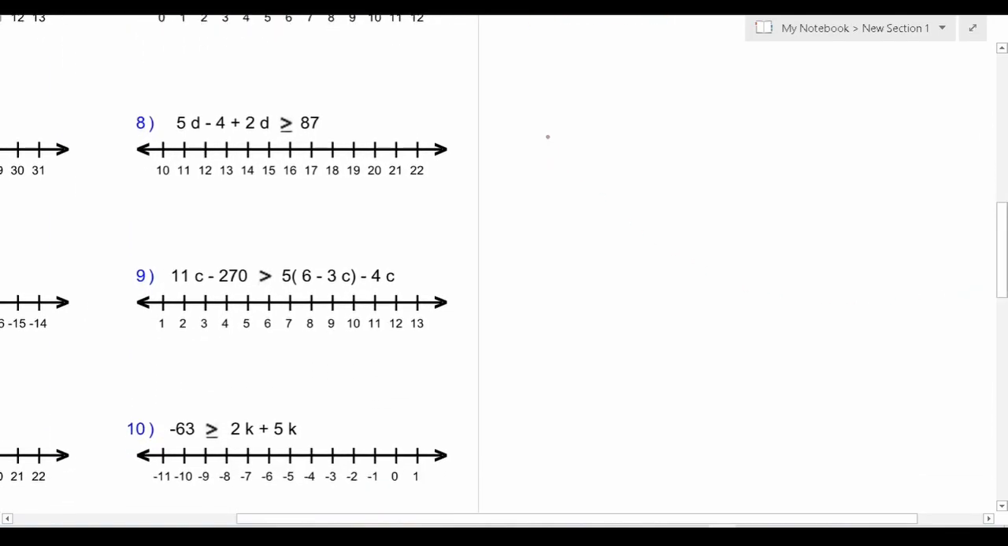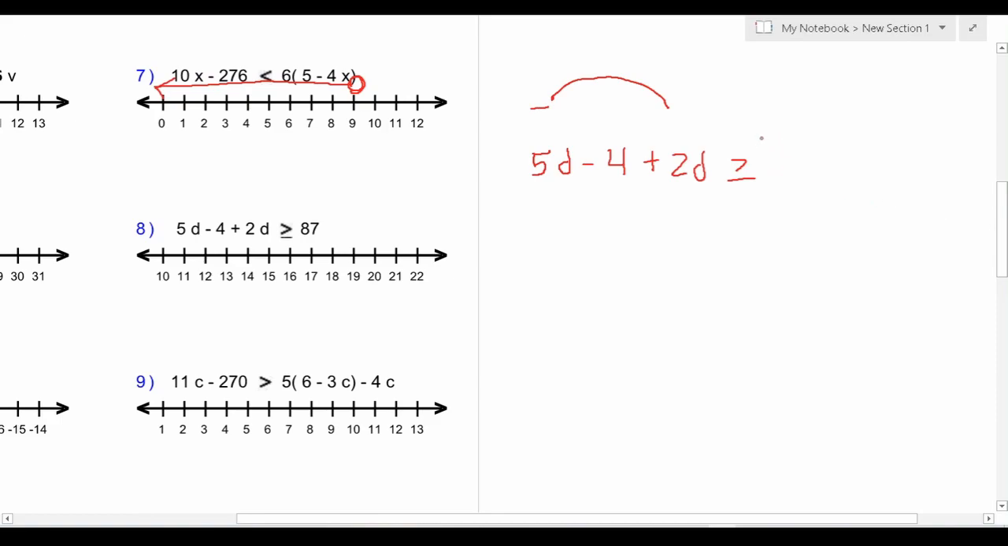Okay, so number 8 says 5d minus 4 plus 2d is greater than or equal to 87. So let's go ahead and write that over here. We have 5d minus 4 plus 2d is greater than or equal to 87. Right away, we should know we're going to use a closed circle when graphing the solution to this inequality on the number line. But we're not there yet. Again, just like solving an equation, our goal is to get the variable d by itself.